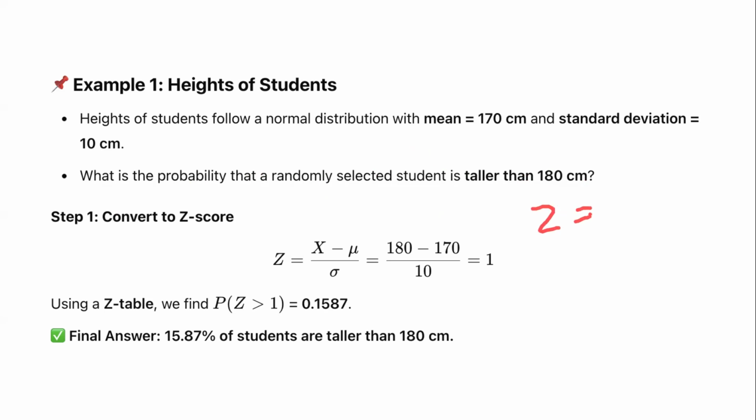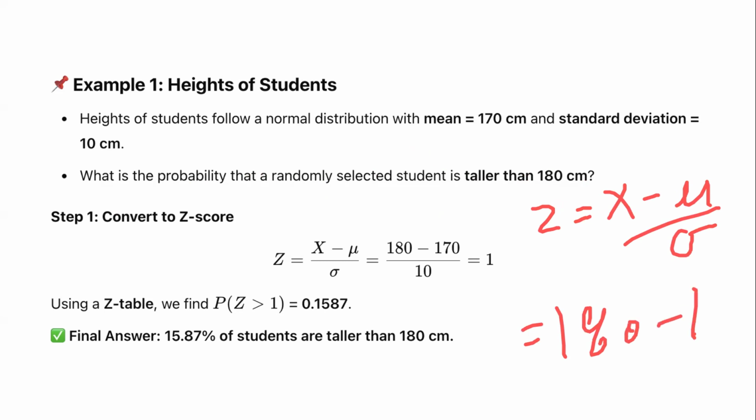And you know the formula for z-score, right? Z-score is x minus mu divided by sigma. So let's put in the values. It is 180 minus 170, we know the mean is 170, and sigma in this case is 10. The final answer will be 1.